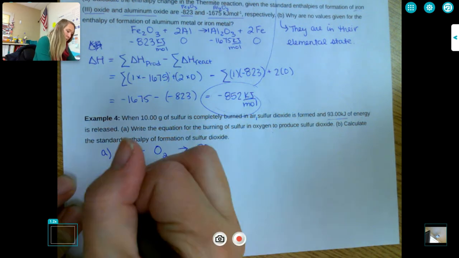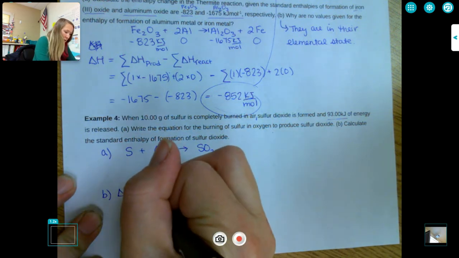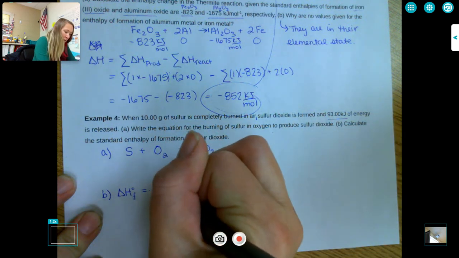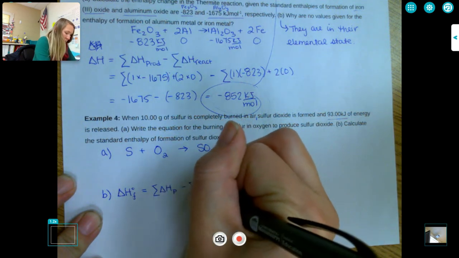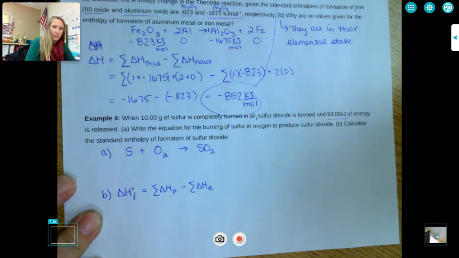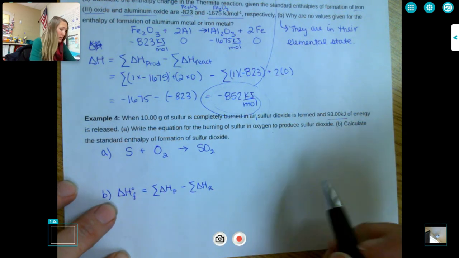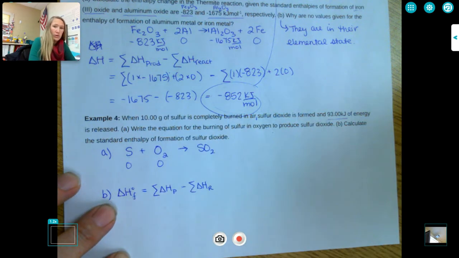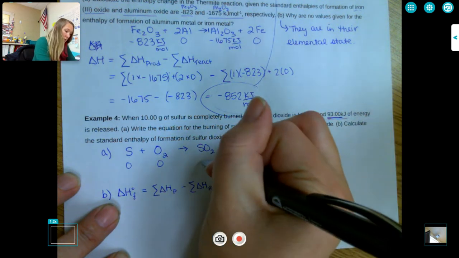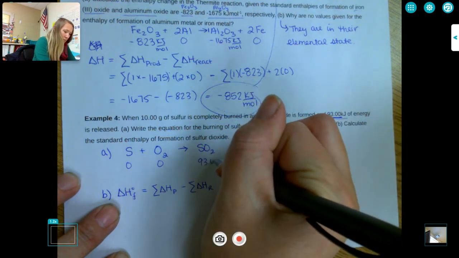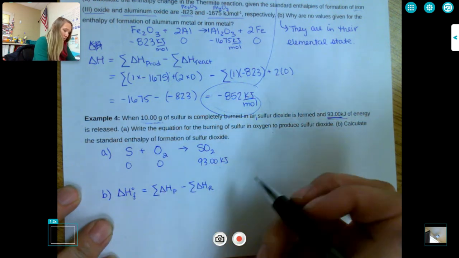Then calculate the standard enthalpy of formation for sulfur dioxide. So I'm looking to find delta H of formation for sulfur dioxide. And we know that that is the sum of my products minus the sum of my reactants. All right, well, that means I need to know my delta H's for the parts of my reaction. Well, sulfur and oxygen are both in their elemental states, so they're 0. Sulfur dioxide, we were told, was 93 kilojoules of energy. It was formed. All right, well, that's how much was formed from 10 grams. So that's all that we have in here.